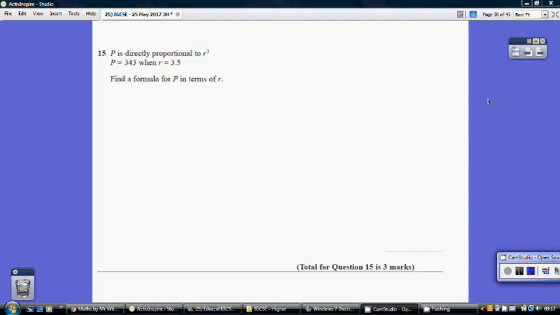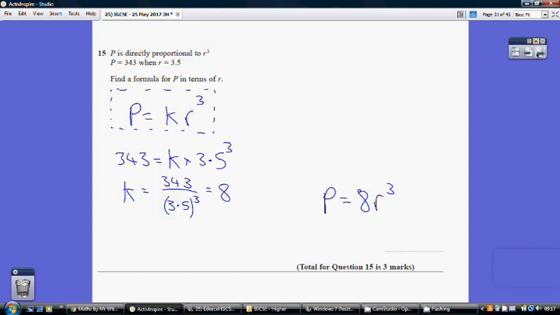Question 15. Now we're told P is directly proportional to R cubed. So your first line of working needs to be this provisional formula, P equals K multiplied by R cubed, where K is an unknown constant yet to be found. Now had the question said P is inversely proportional to R cubed, this formula should read P equals K divided by R cubed. So multiply by K when it's directly proportional, and it's K divided by R cubed when it's inversely proportional. So that's step 1.